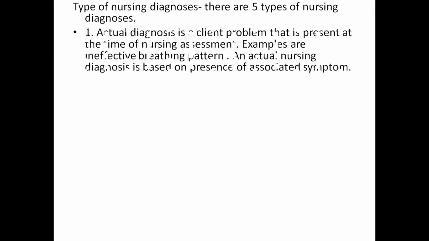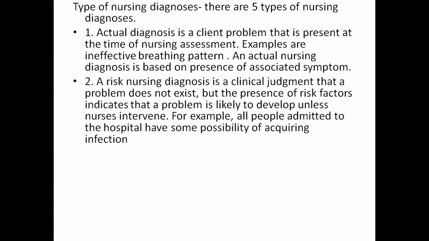Types of nursing diagnosis. There are five types of nursing diagnosis. The first one is the actual diagnosis, a client problem that is present at the time of nursing assessment. An example is ineffective breathing pattern, an actual nursing diagnosis based on the presence of associated symptoms. Second, a risk nursing diagnosis is a clinical judgment that a problem does not exist, but the presence of risk factors indicates that the problem is likely to develop unless nursing intervenes.